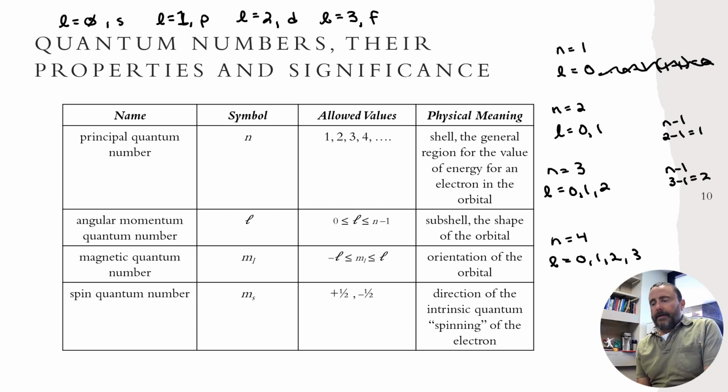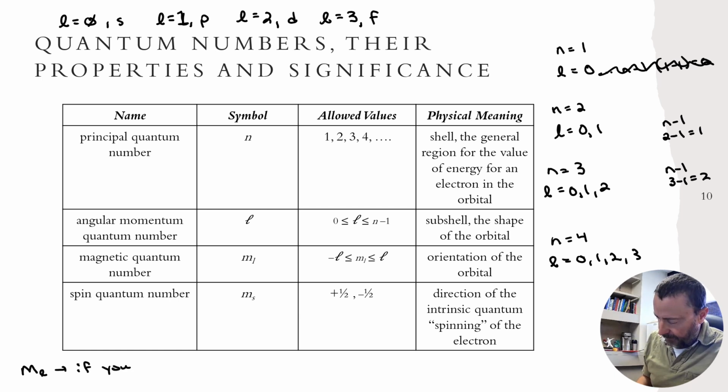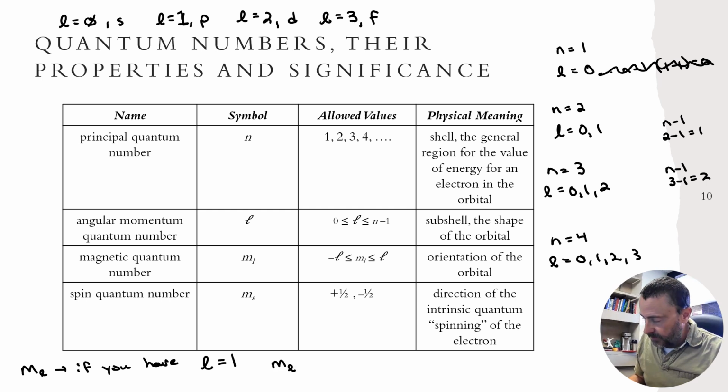All right. Next, we've got these magnetic quantum numbers, M sub L's. The M sub L's can go from negative L to positive L. So, if you have, say, an L of 1, your M sub L's could be minus 1, 0, or positive 1.